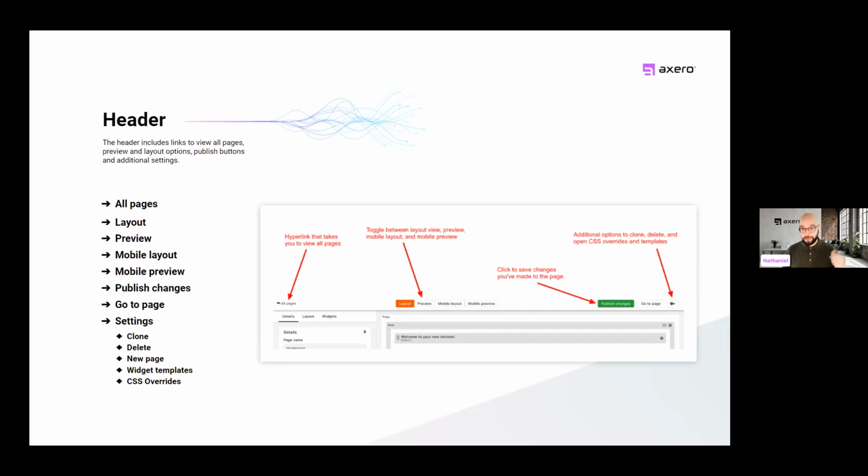Obviously, publish changes is going to be your save button. I'll give you some good advice on that: use it frequently and often. And then once you've saved your changes, you'll see a button that says go to page, which takes you to the live page. And then there's a settings drop-down menu that's going to have things like the ability to clone pages, delete pages, create new pages, or get into some advanced features like customizing with CSS or modifying existing widget templates.